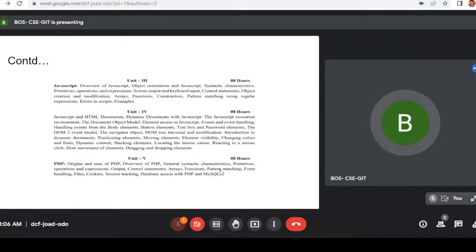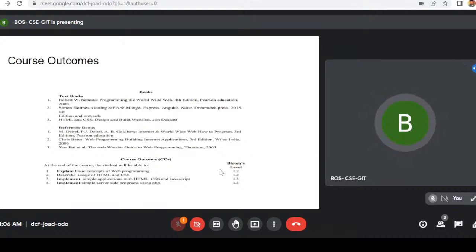I hope you have got some idea about what we are going to learn in this subject. So you have the textbooks here, Robert Sebesta and then Simon Holmes. And again, you have HTML and CSS, Design and Build Websites by Jon Duckett. Then in your course outcome, at the end, you will have definitely learned the basic concepts of web programming. You will be able to use HTML and CSS. You will be able to implement simple applications with HTML, CSS, and JavaScript, and then you'll be able to implement simple server-side programs using PHP.